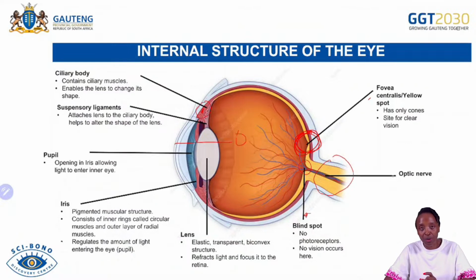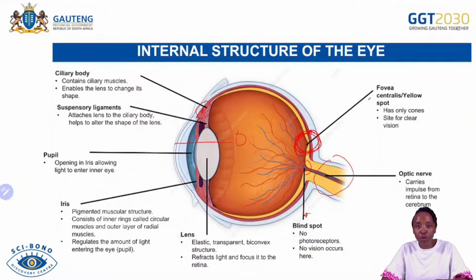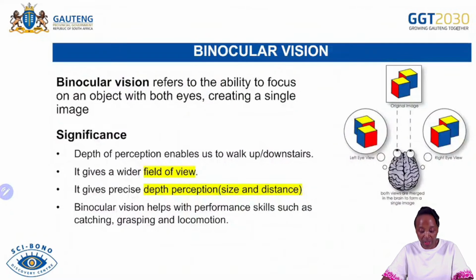So those are the things that we pick up when you mention. So it's not that you don't know, but each time you respond to questions, you need to be very specific as to which part of the brain this impulse is going to. So in this case, it is going to the cerebrum. So please take note of that.